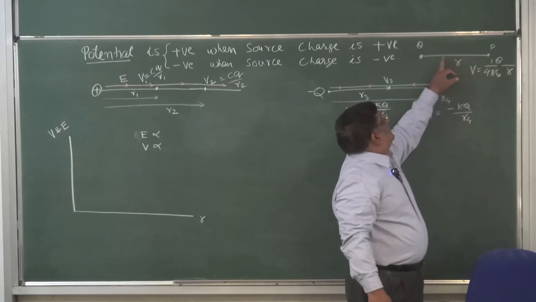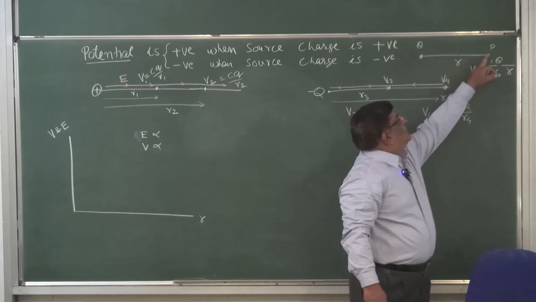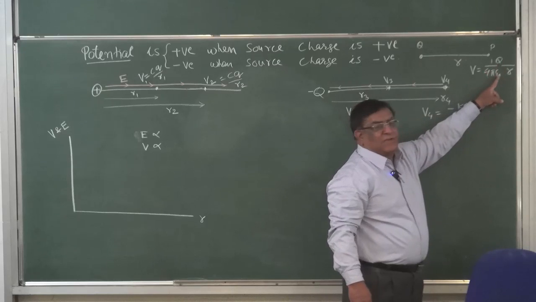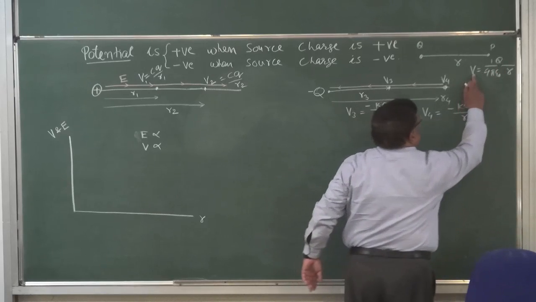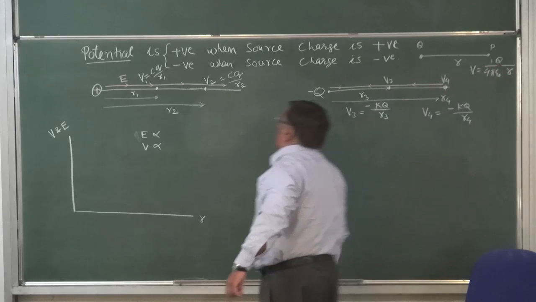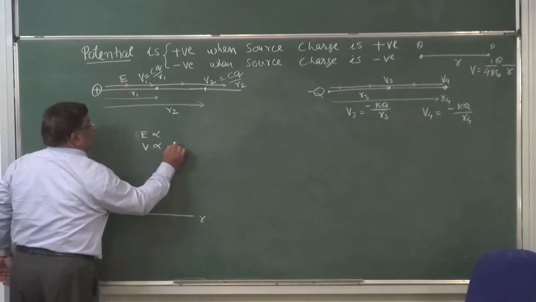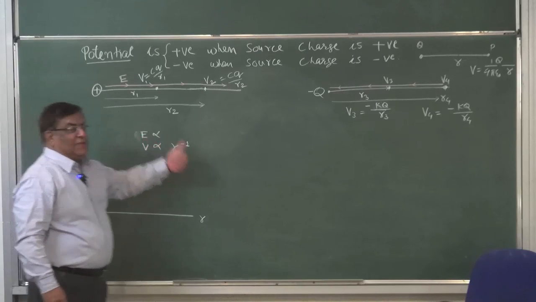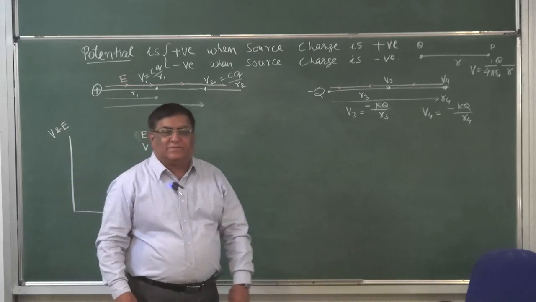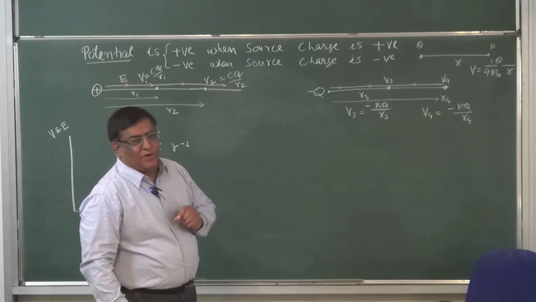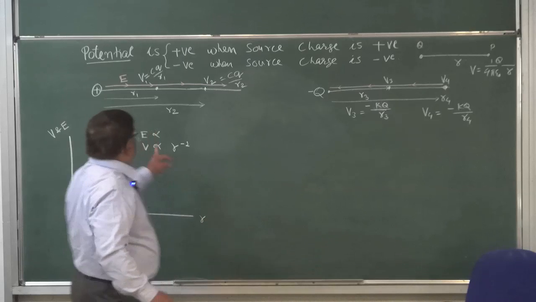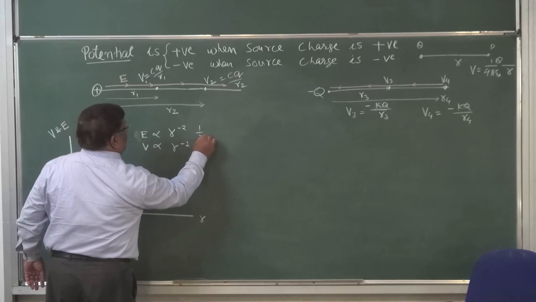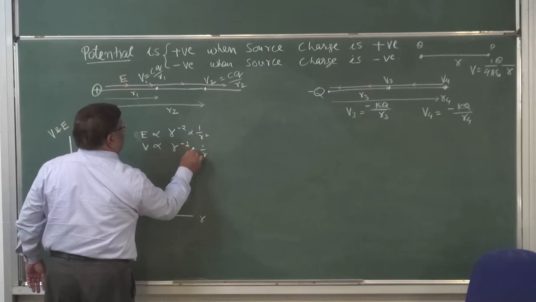If we change r, there is no change in the value of Q. It's a constant, so we can say V is proportional to 1 upon r. Now what is E proportional to? E is equal to 1 upon 4 pi epsilon naught, Q upon r square. So this is proportional to r to the power minus 2, that is 1 upon r square, and V is 1 upon r.